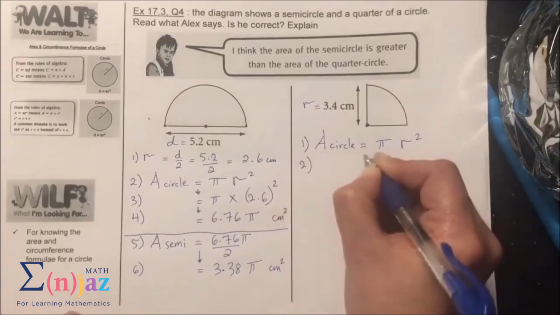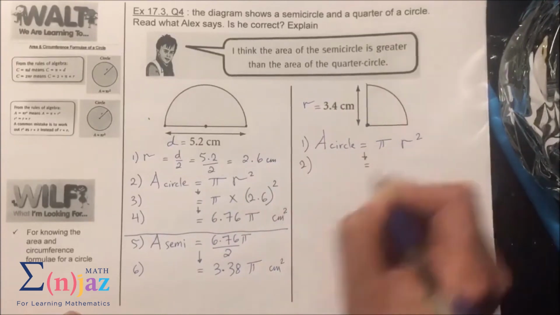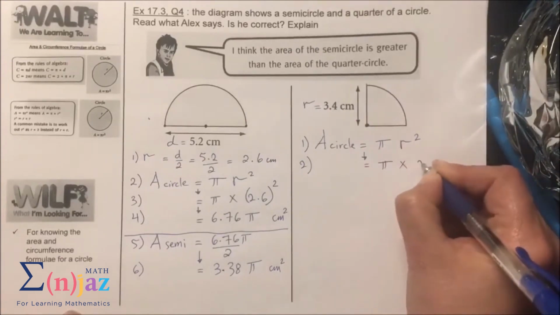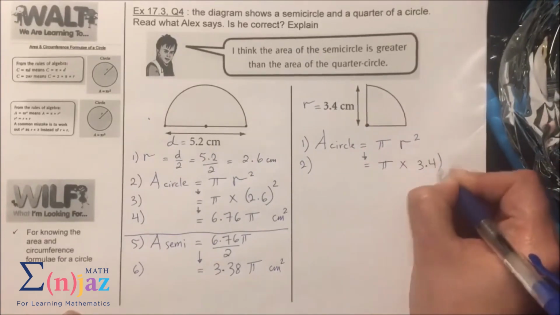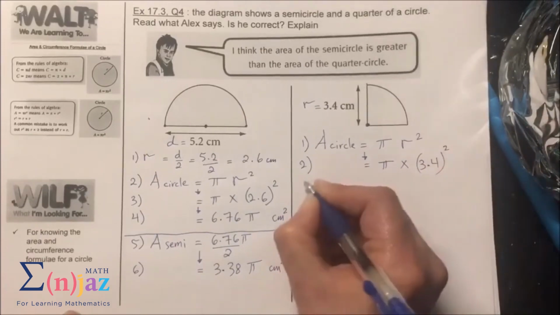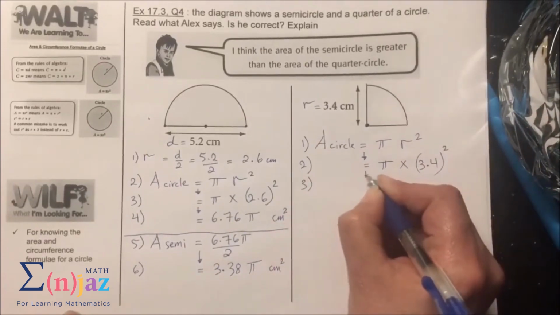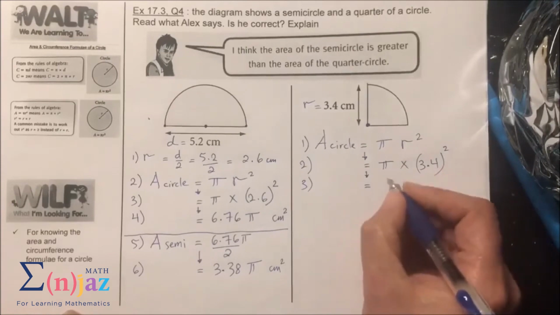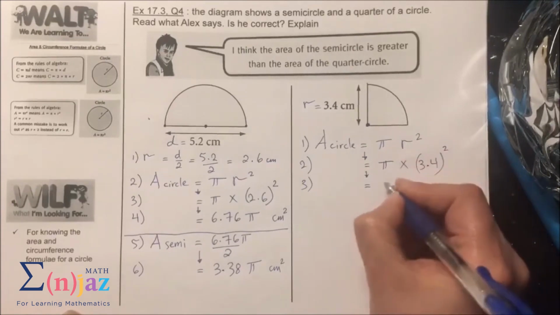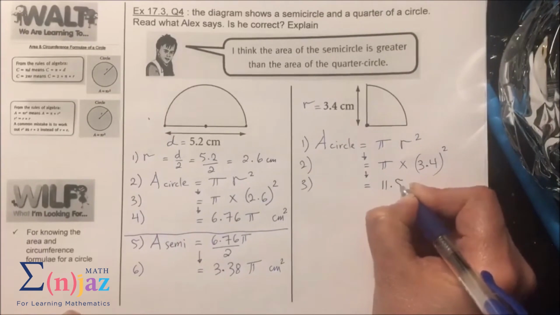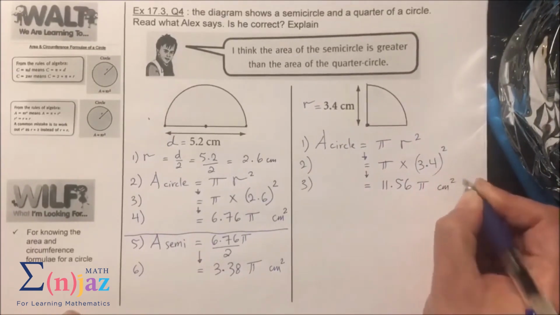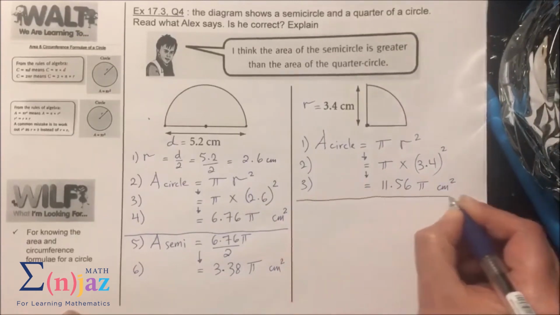Step number 2, I'm going to substitute the value of r in the general formula. So it's pi times 3.4 all to the power of 2. I'm going to calculate and leave my final answer of the area for the full circle in terms of pi. So it's going to be 11.56 pi centimeter squared, which is the measurement unit of the area.